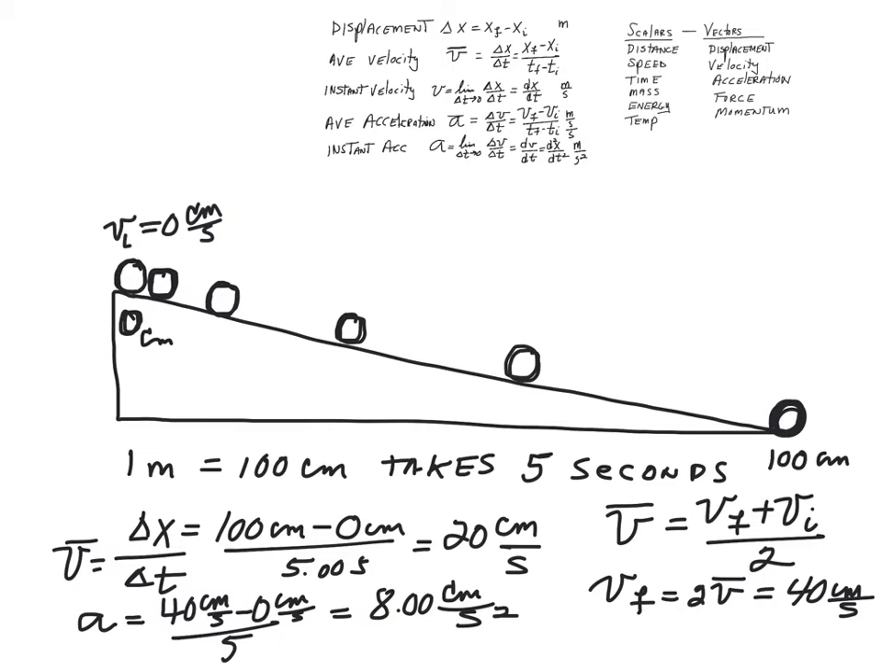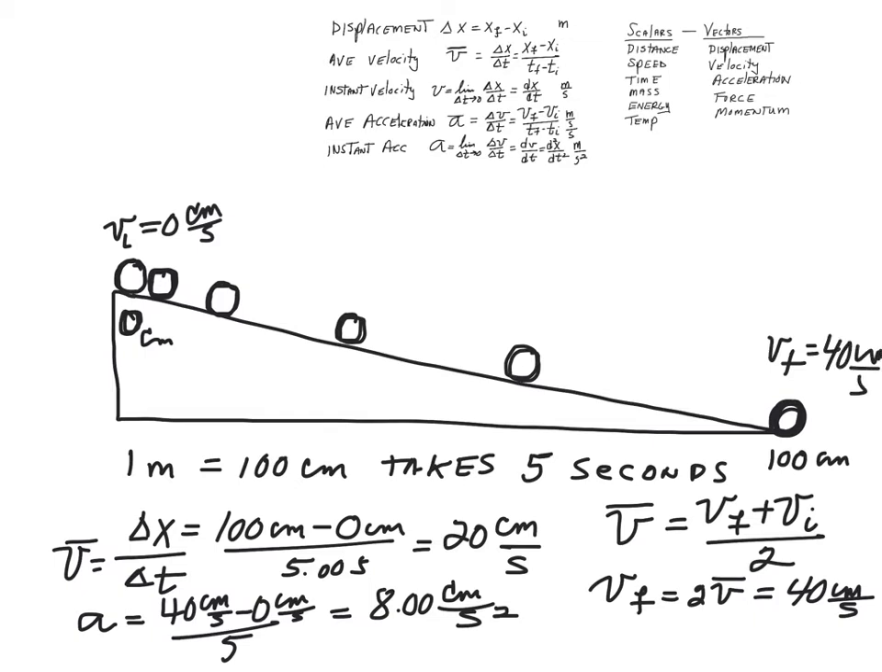And so if I multiply both sides by 2, I get V final plus V initial equals 2 V average, and V initial is 0. So I get the equation that V final is twice the average, 40. That's what we expected, right? If it starts at 0 and it averages 20, it should end at 40. So let me write that down. V final equals 40 centimeters per second.